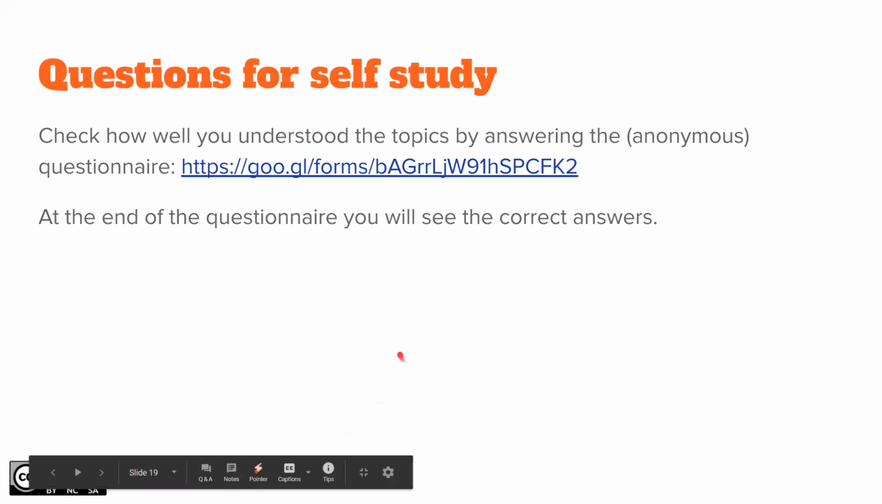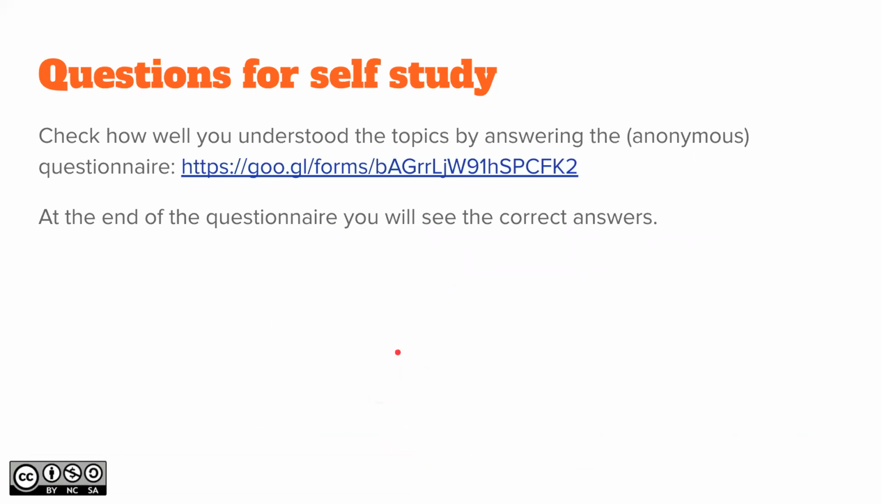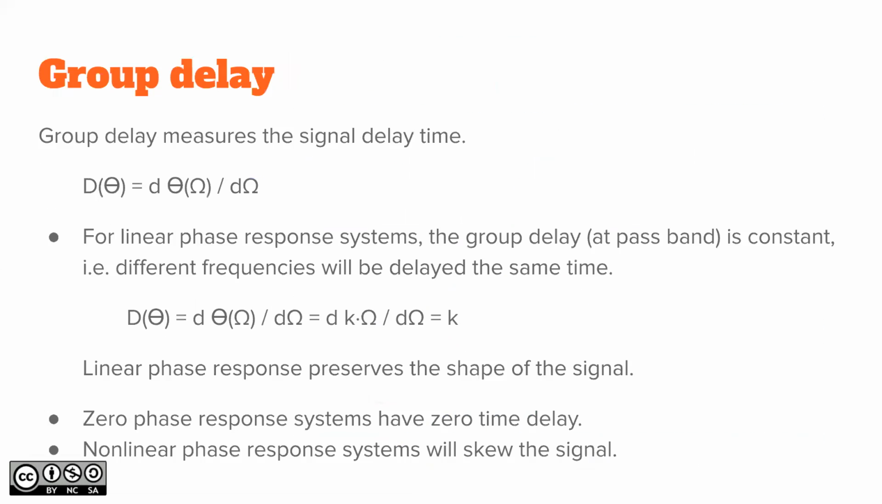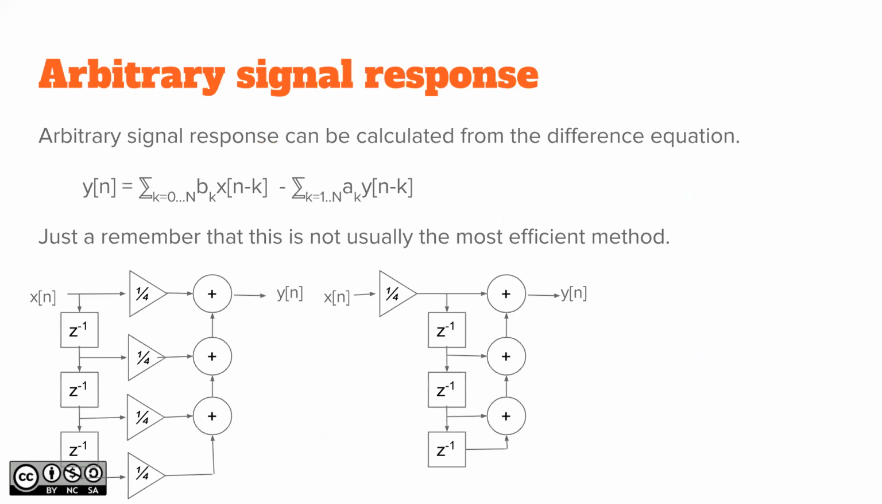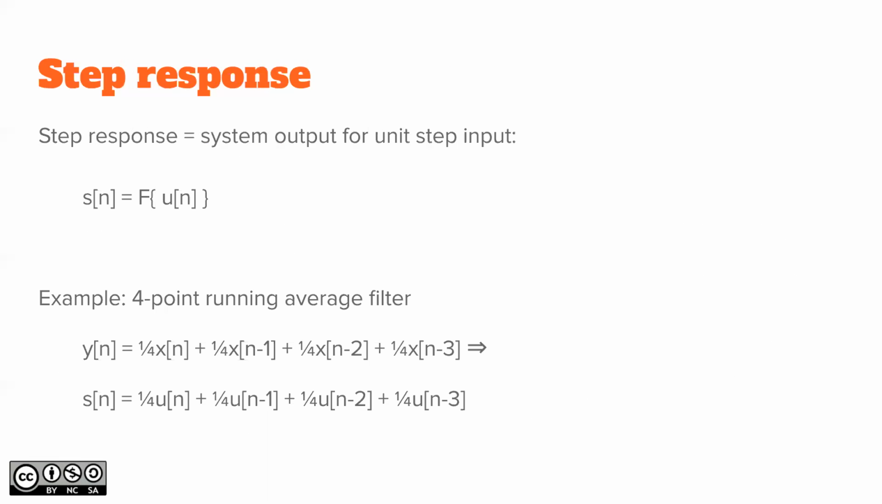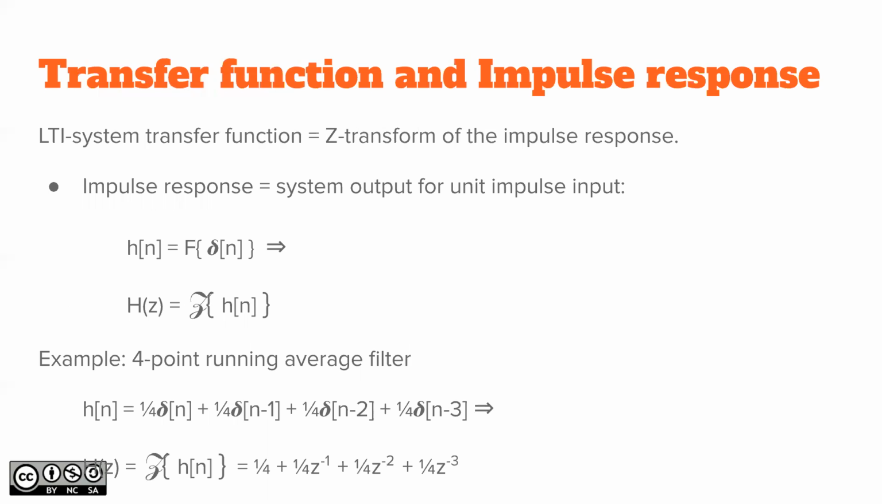I had a question. Yep. You said that the transfer function and the unit impulse response are the same. Yes, the transfer function is the Z transform of the unit impulse response. It was somewhere here. So this is the Z transform of the impulse response, which is practically one way of defining the transfer function.